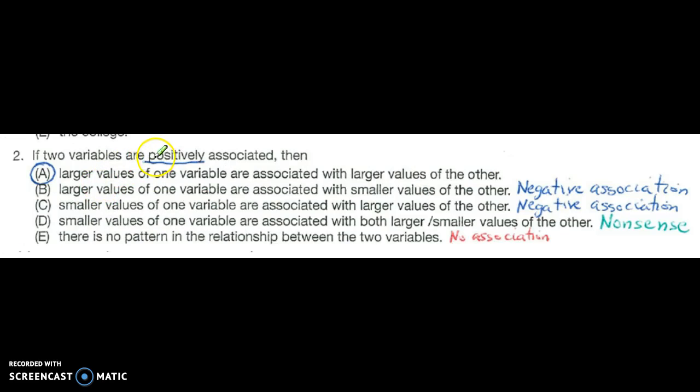In problem number 2, we want a positive association. So if we think about the slope, like we learned in algebra, it's the same thing. So when one variable gets larger, so does the other variable. So that would be A.